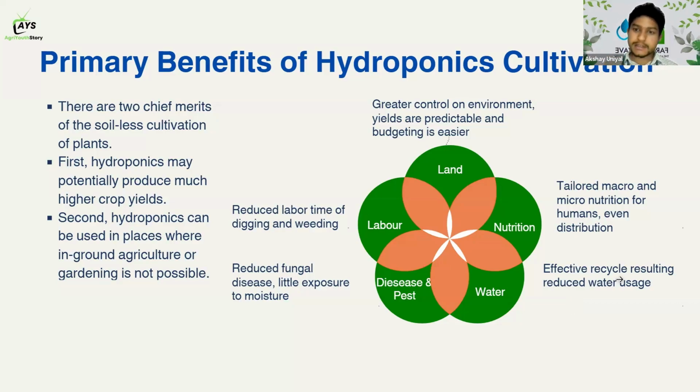Now this reduced water usage is one of the 5 main things that we have achieved through hydroponics, these primary benefits as we are calling them. These primary benefits also make way for secondary benefits.